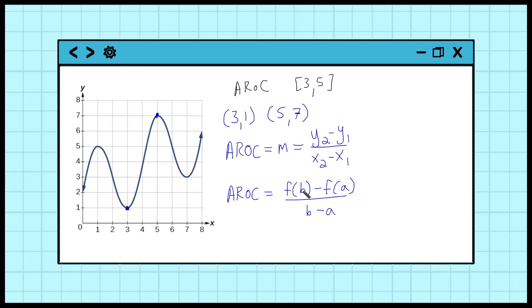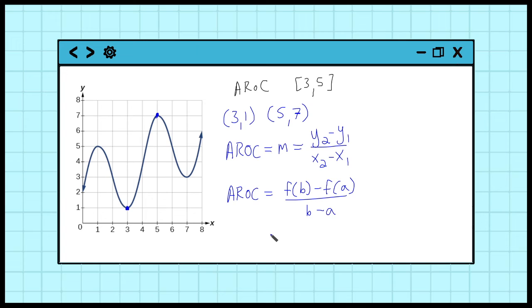But this is in fact the same thing as the slope formula, because f of b is the function value, or the y value, at the second value in the interval. So for 3 to 5, a is 3, b is 5, because it's a to b. Alphabetical order, yay. So notice that these are the same thing. This is just using function notation instead of the subscript notation.